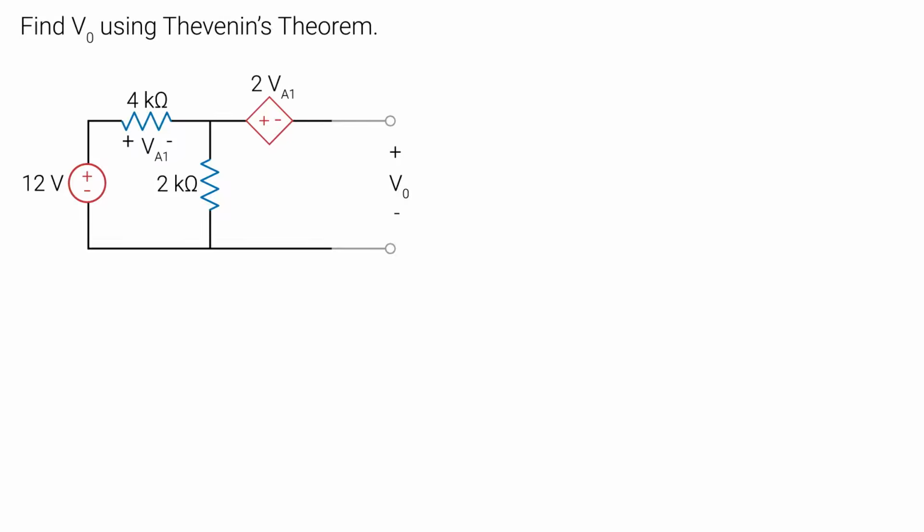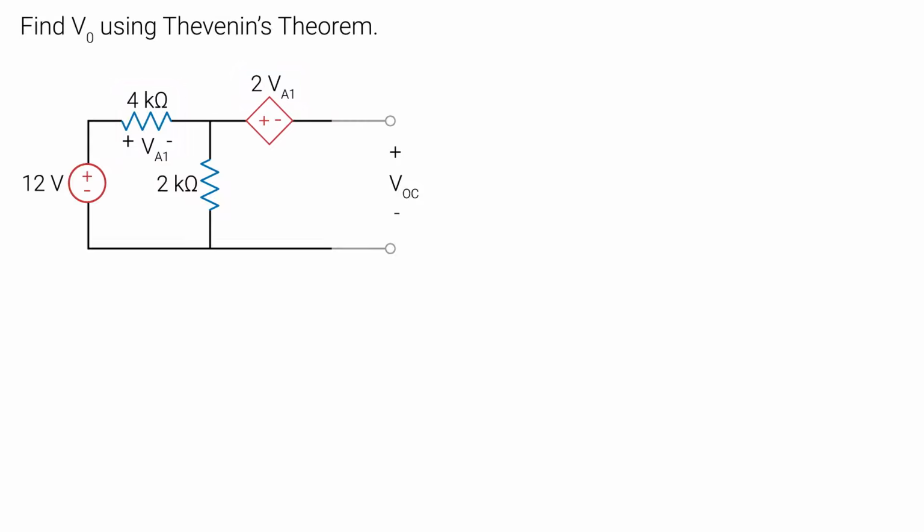So now we need to figure out VOC. How can we do that? If we can write a KVL for this loop, we can figure out VOC. But to do that, we need to figure out the voltage of this resistor, which is then needed to figure out the voltage of this dependent voltage source. So let's figure out VA1.